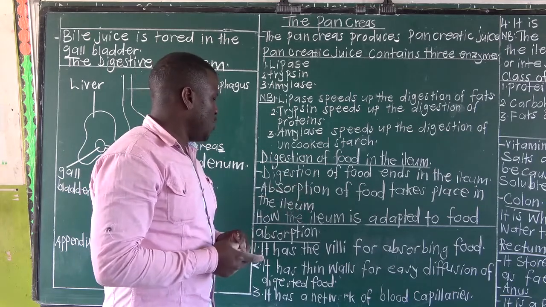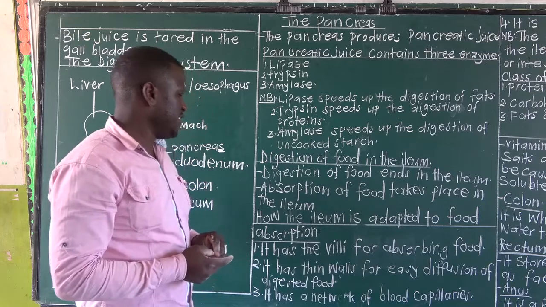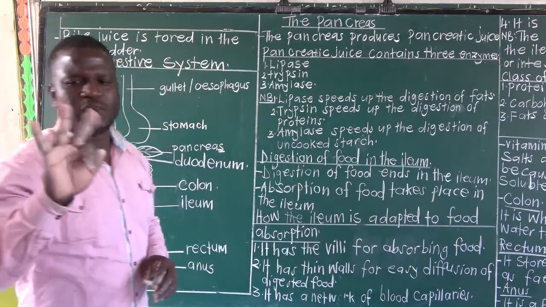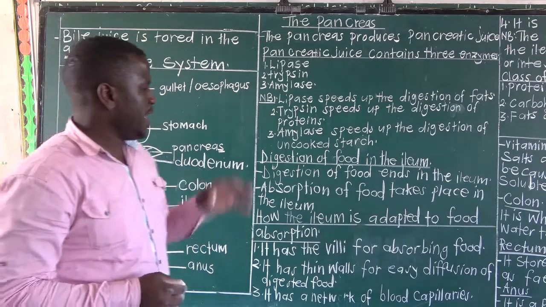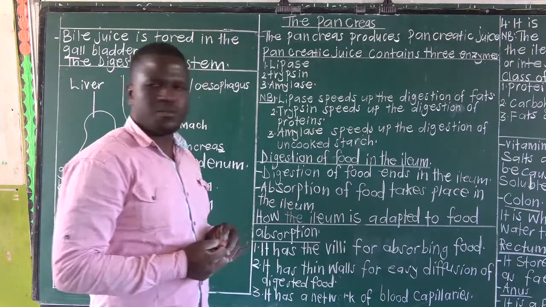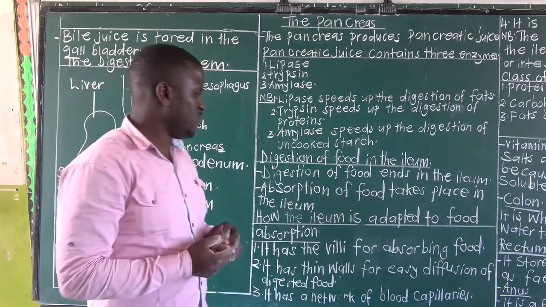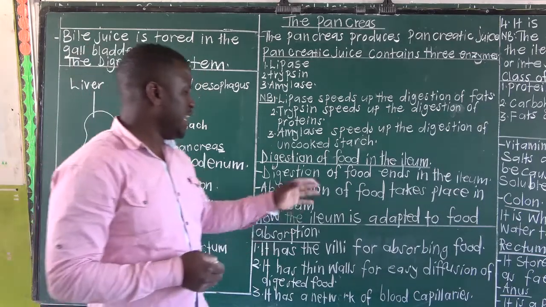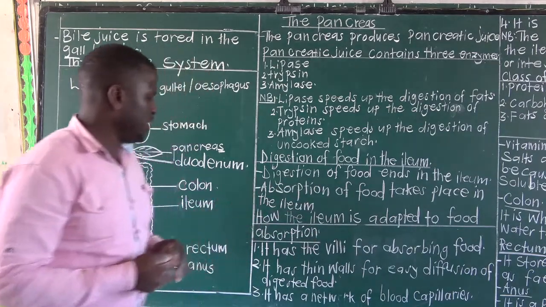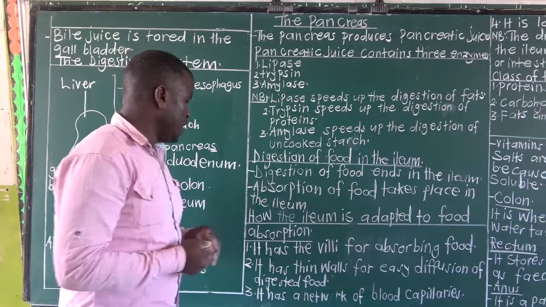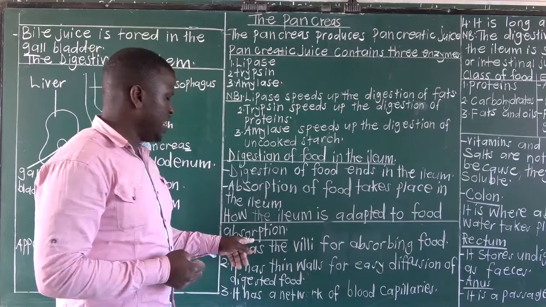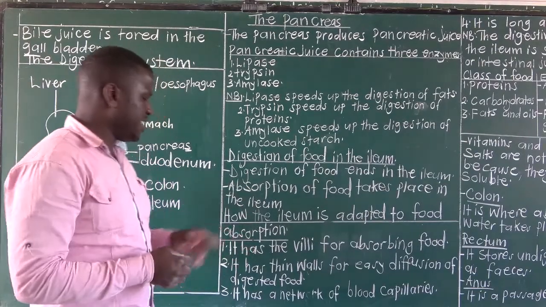The ileum also helps in absorption of digested food. So the ileum has two major functions. One, it's where digestion of food ends. Two, it helps in absorption of digested food. After food has been digested, it is absorbed into the bloodstream through the ileum. The question is, how is the ileum adapted to food absorption?